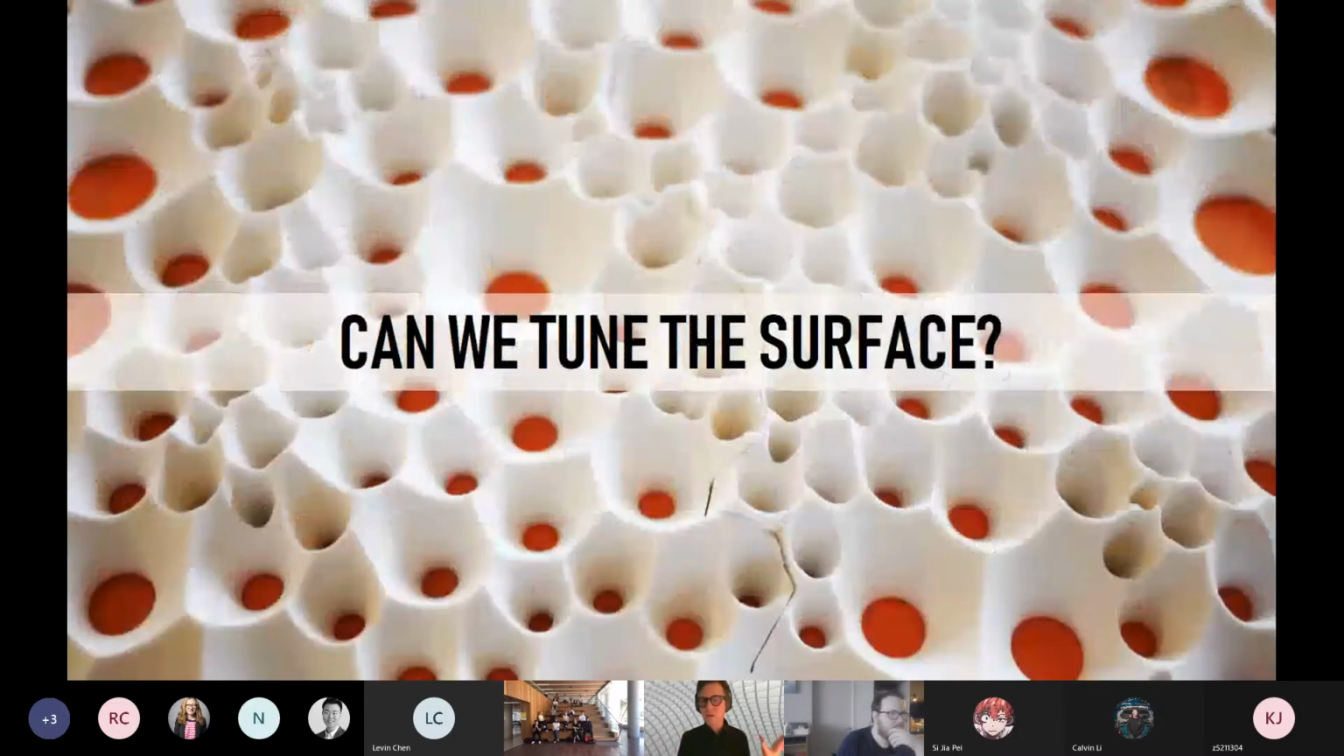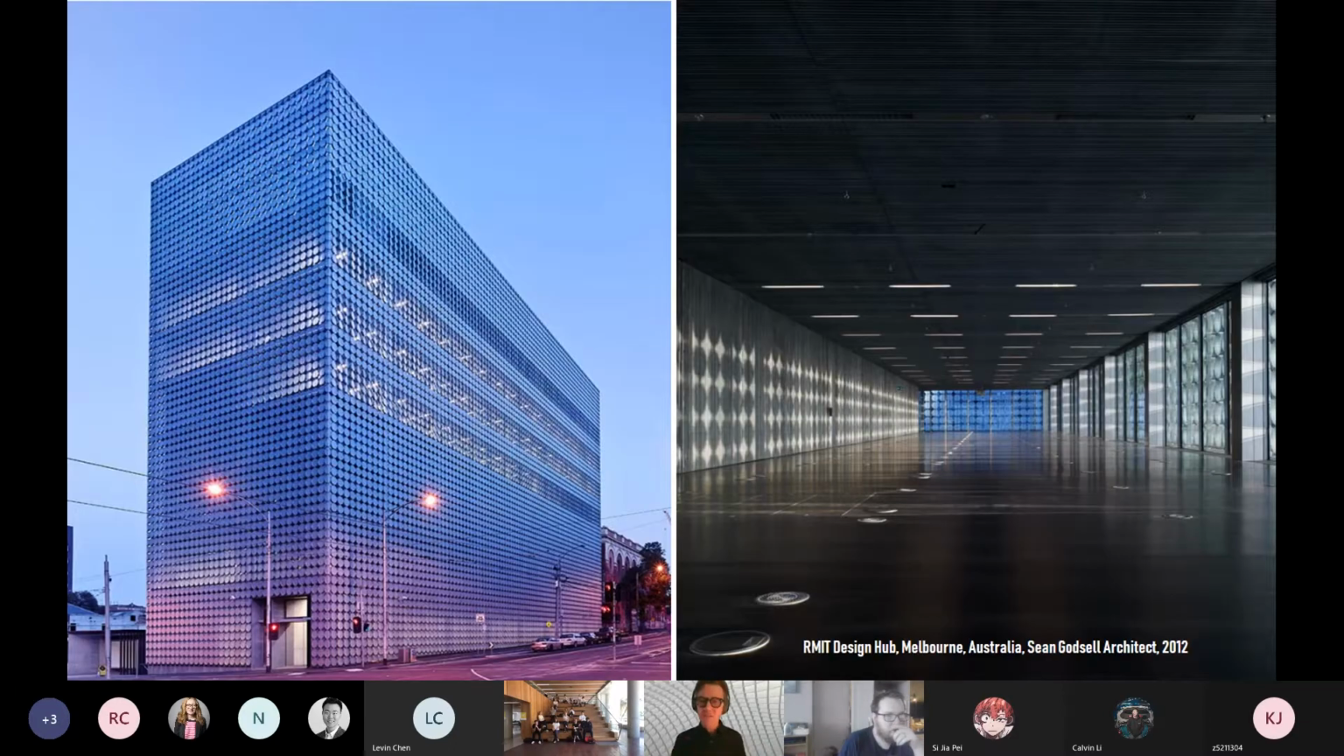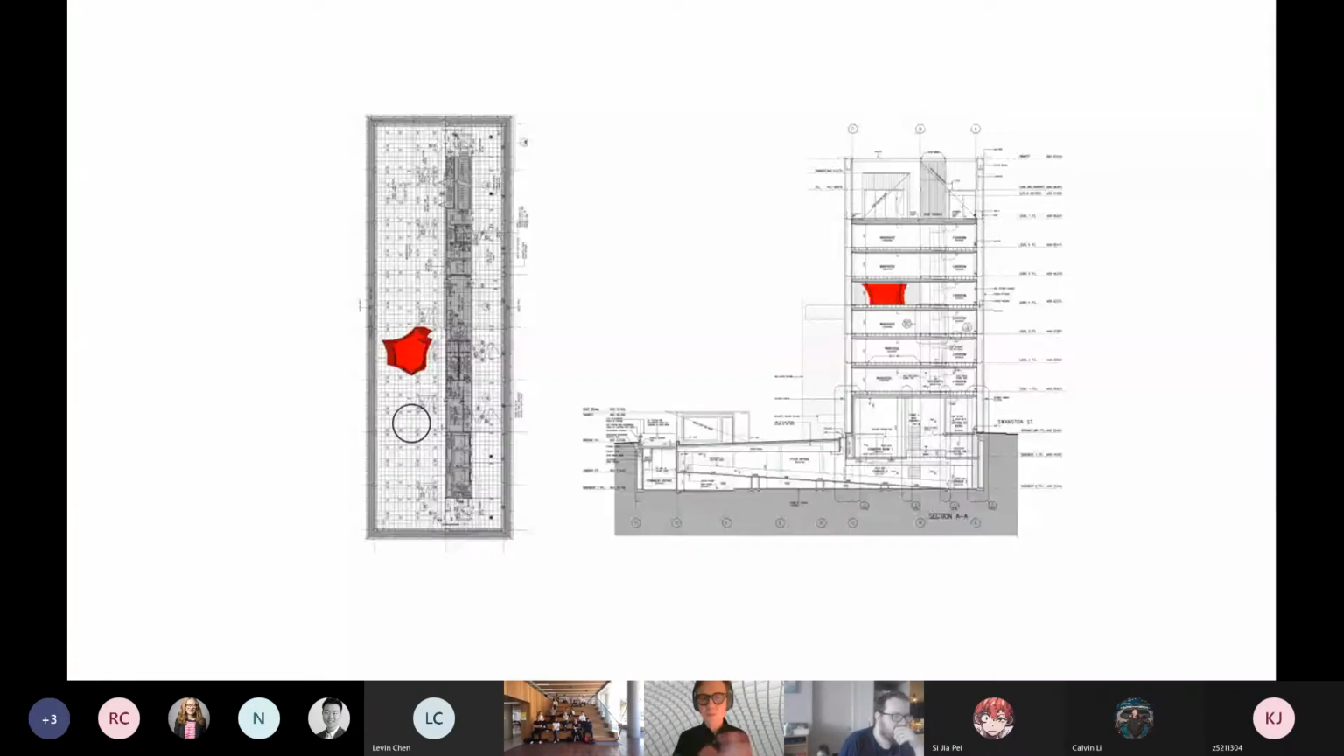And then we speculated, okay, well, that's great. We can produce this, but can we tune it? Can we modulate this geometry or modulate this material over the surface in order to actually make rooms sound better, right? And so we had an opportunity to actually test this idea when the opportunity came to design this meeting room at RMIT. So this was the space.